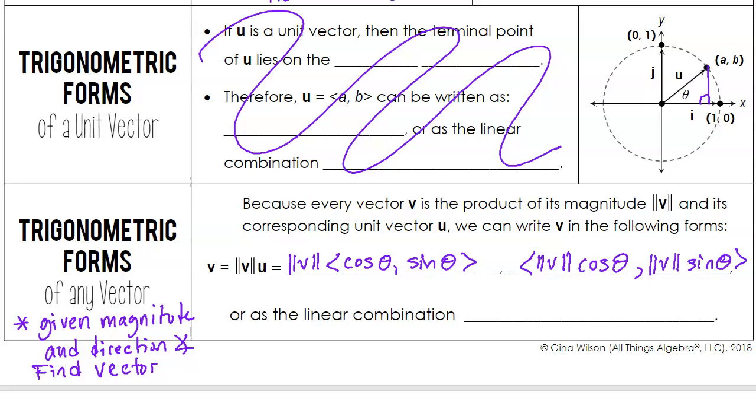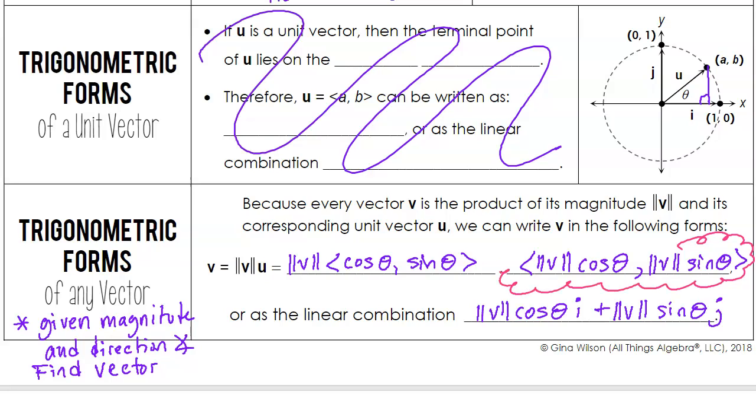If it asks you to write it in terms of i and j, all you have to do is take the x value, which is the magnitude times cosine theta, write an i after it, plus the y value, which is the magnitude times sine of theta with a j after. This is the one you're mainly going to be using. Anytime it asks you to find the vector, given the magnitude and the direction angle, that is the formula you're going to use.